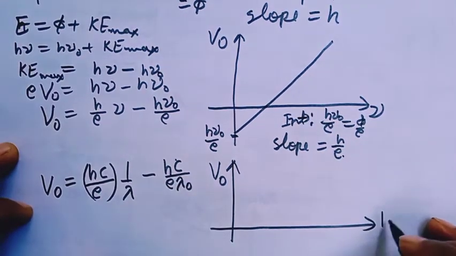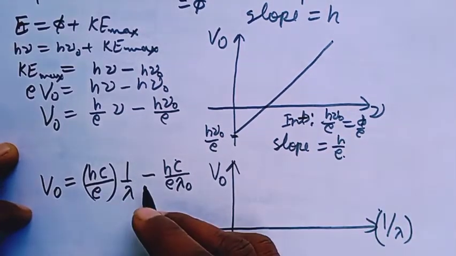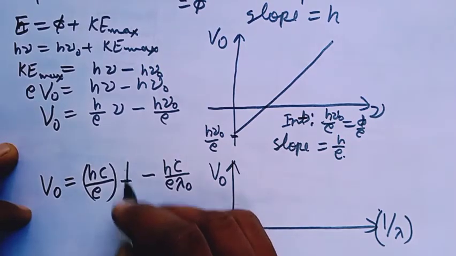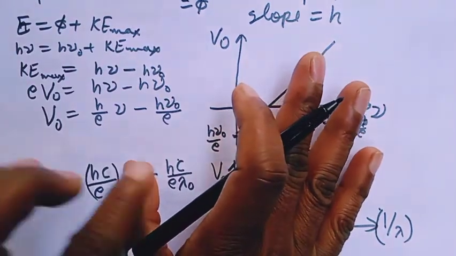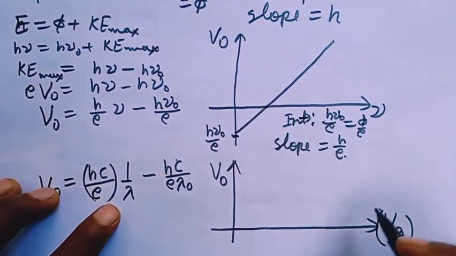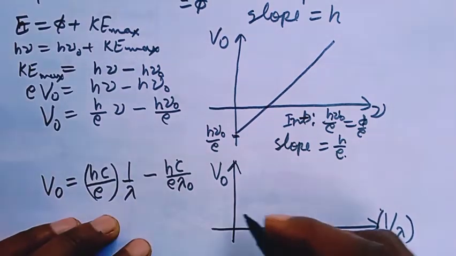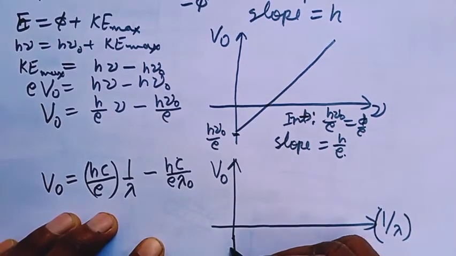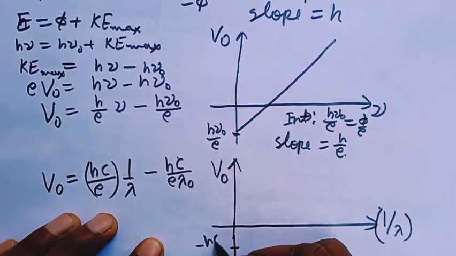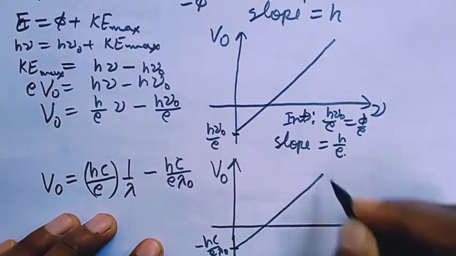if I take entire 1 upon lambda as a variable, then it will become a direct proportion. See, consider this 1 upon lambda as something else, then it is in direct proportion. If I write it here as lambda, then it is inverse proportion. And once again the same thing, there is minus hc by E lambda naught, going like this.